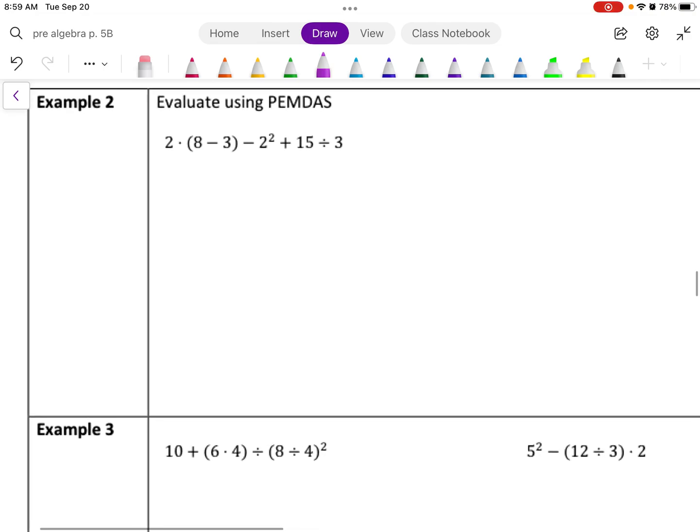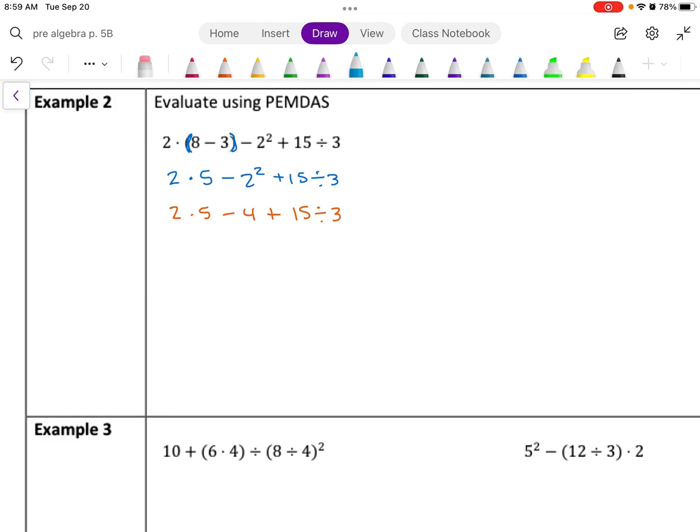Okay, let's do a couple more examples. Again, it'd be a good idea to pause the video and see if you can evaluate these on your own. So we do our parentheses first. 8 minus 3 would be 5. Minus 2 squared plus 15 divided by 3. Well, then 2 squared, that's 2 times 2, which is 4. So 2 times 5 minus 4 plus 15 divided by 3.